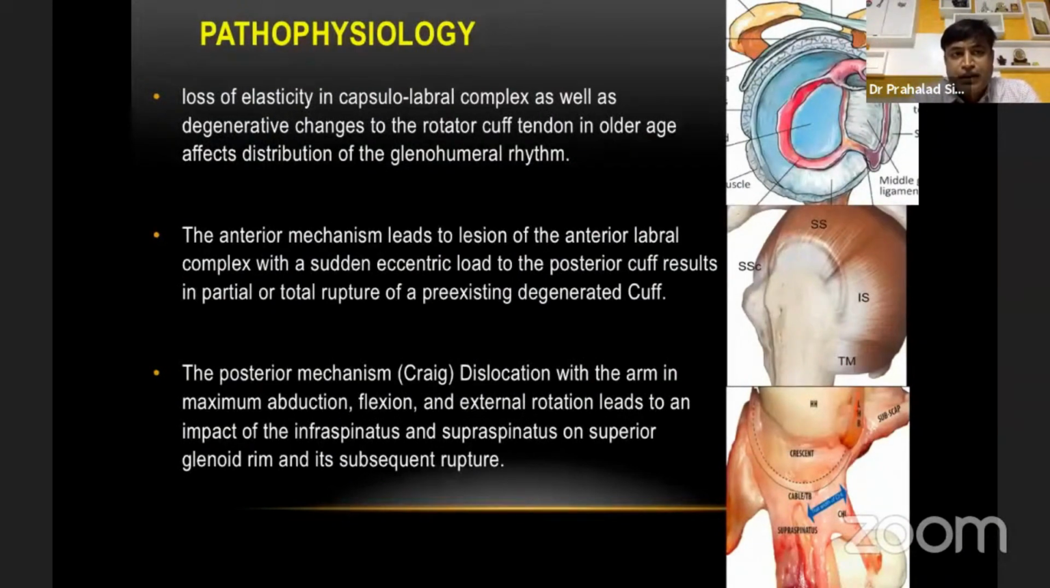So, pathophysiology. As we know, as age advances there is loss of elasticity in the capsulolabral complex, as well as a degenerative cuff which is torn in most of these elderly individuals. There are two mechanisms which have been described. The anterior mechanism leads to a lesion of the anterior labral complex, and with a sudden eccentric load on the posterior cuff, it results in a partial or total rupture of the pre-existing degenerated cuff. Craig demonstrated that in the posterior mechanism, where the limb is in complete abduction, flexion, and external rotation, there is impact of the posterior cuff on the glenoid rim and it results in its rupture.